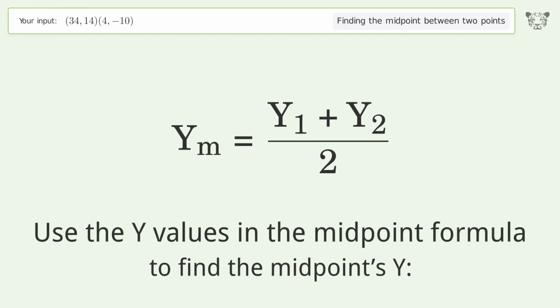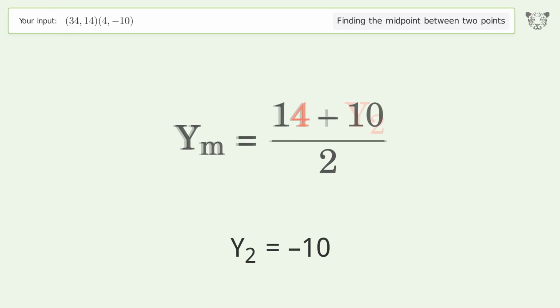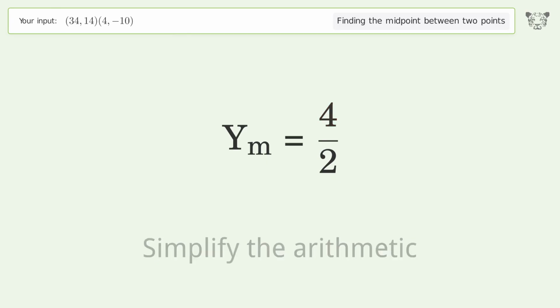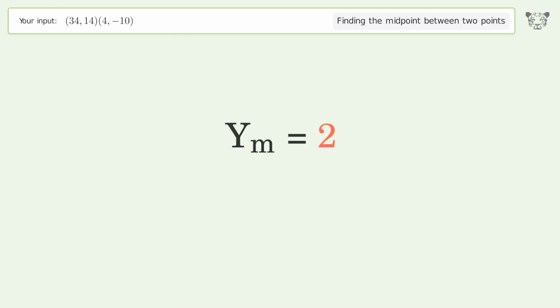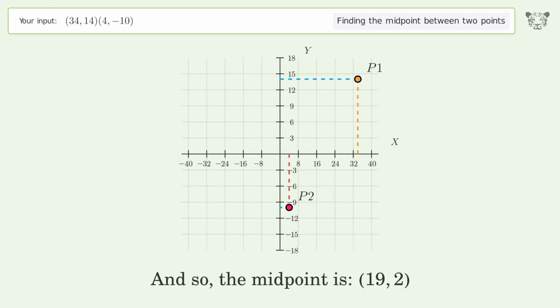Use the y values in the midpoint formula to find the midpoint's y. y1 equals 14. y2 equals -10. Simplify the arithmetic. And so, the midpoint is 19,2.